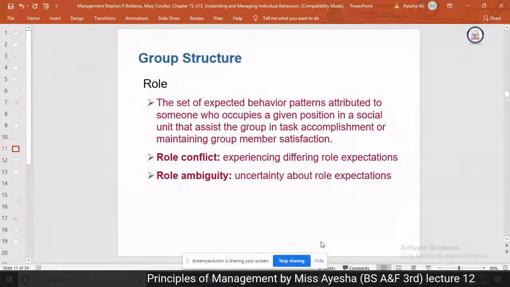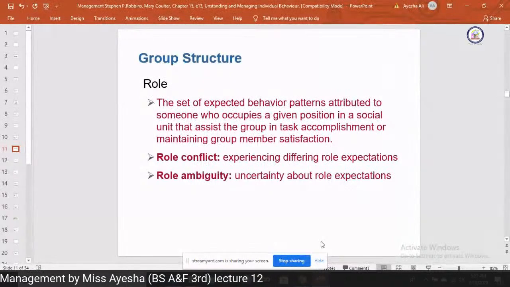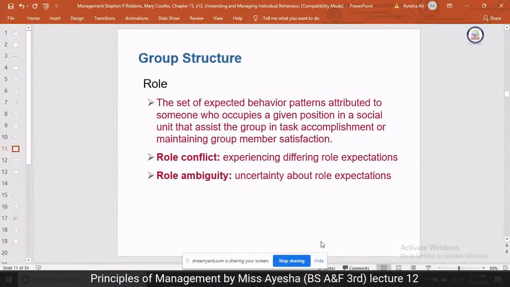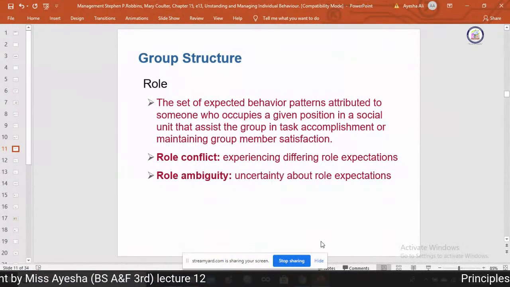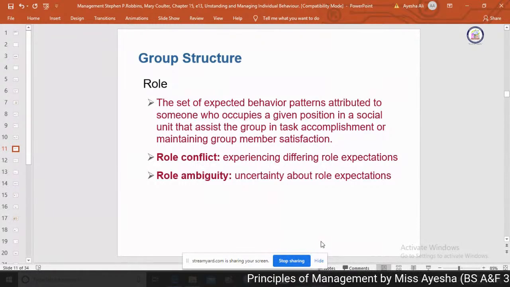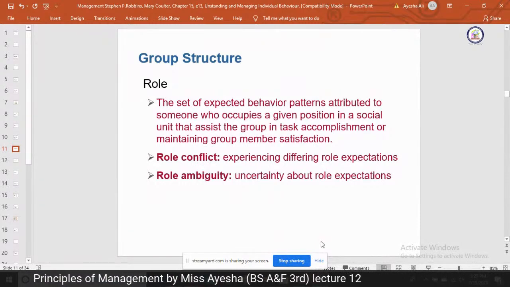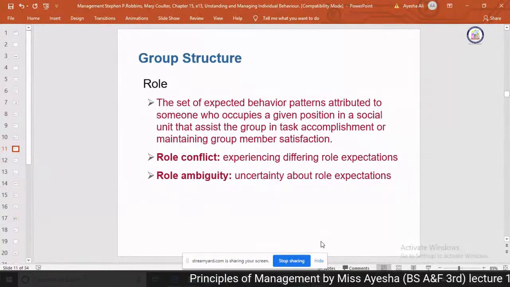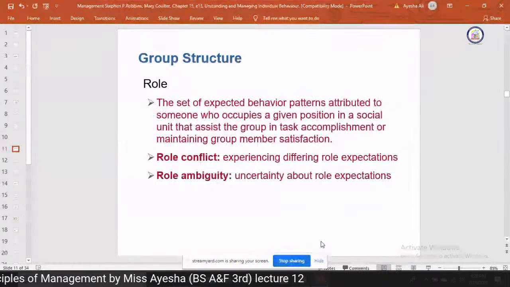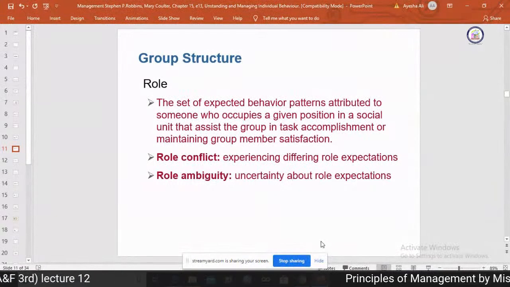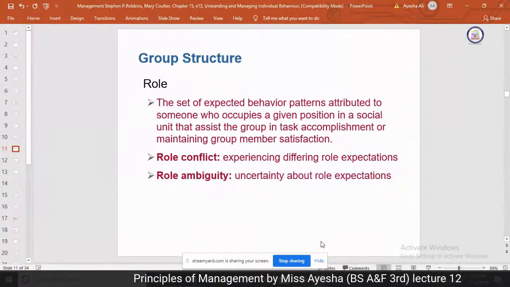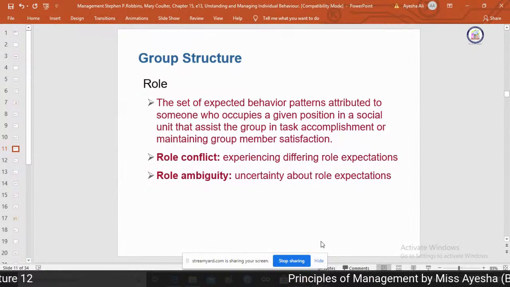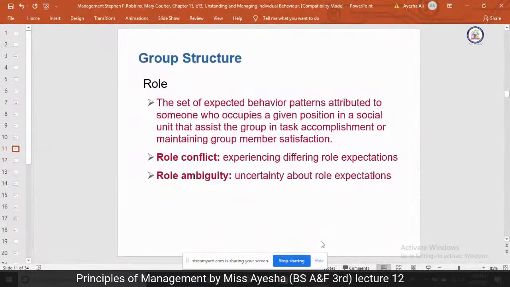He or she has some tasks to accomplish, and has to maintain the satisfaction of the group members. So we have two things in the role. The first is role conflict. Sometimes we are expecting, when we assign this role, that we have this type of responsibility. But when we experience it practically, we don't experience all those things. So we have conflict between differing role expectations. We are expecting something, but when we practically put ourselves in this role or this position, then we have conflict.